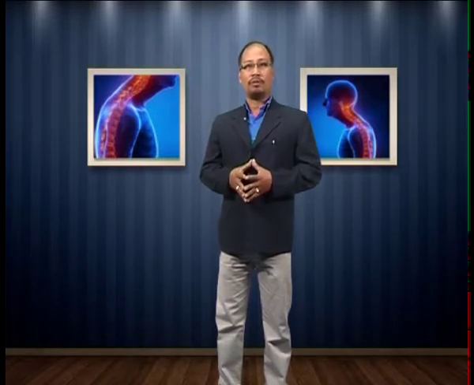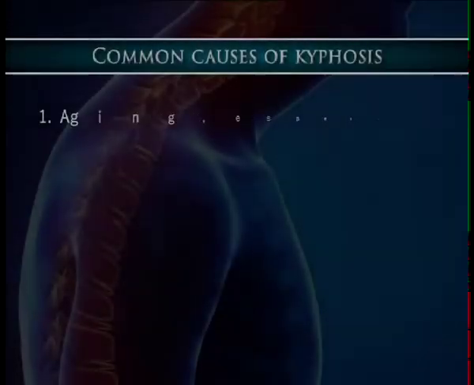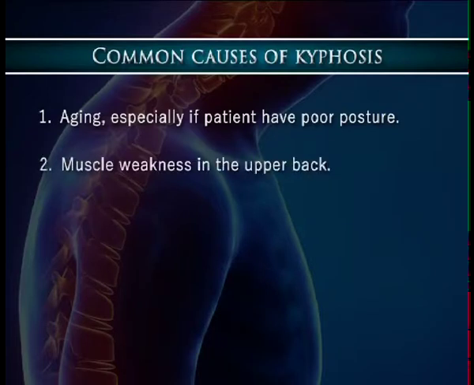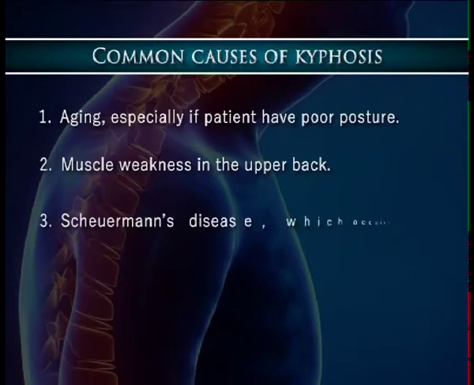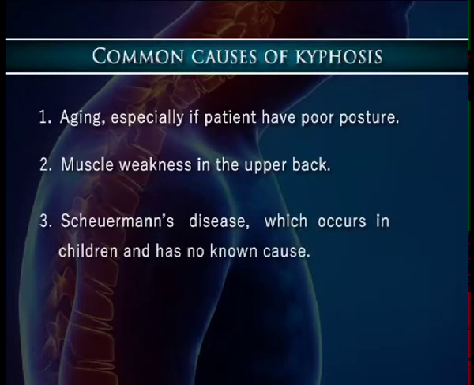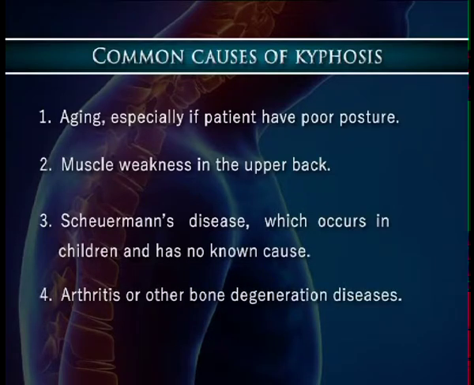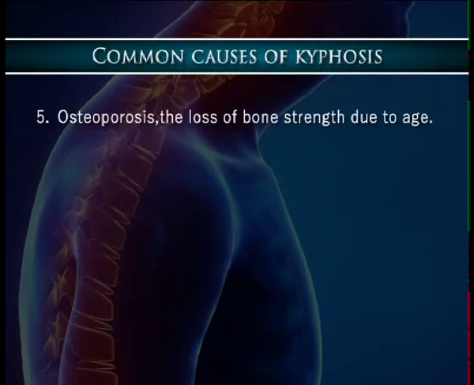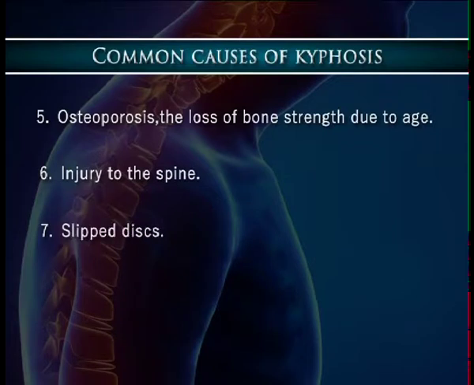Other potential causes of kyphosis include: first one, aging, especially if patients have poor posture. Second one, muscle weakness in the upper back. The third one, Scheuermann disease, which occurs in children and has no known cause. Fourth one, arthritis or other bone degeneration diseases. Fifth one, osteoporosis, the loss of bone strength due to age. Sixth one, injury to the spine. Seventh one, slipped discs. And last one is scoliosis or spinal curvature.